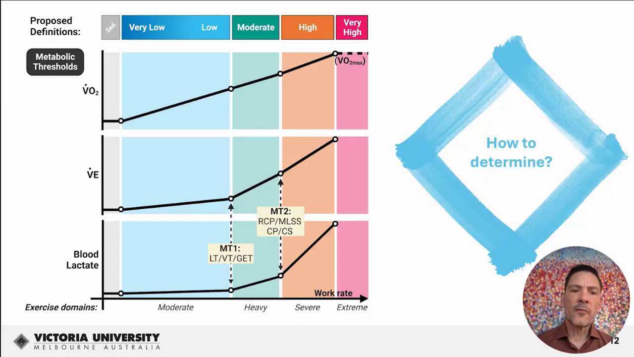And I guess the other one, we call them the metabolic thresholds to acknowledge that, depending on the facilities and expertise, there are different ways that these thresholds can be determined. So some people will determine the first metabolic threshold with lactate, whereas some people might use ventilatory measures such as the ventilatory threshold or the gas exchange threshold. And similarly, there are different ways to determine the second metabolic threshold: the respiratory compensation point, maximal lactate steady state, critical power, and critical speed.